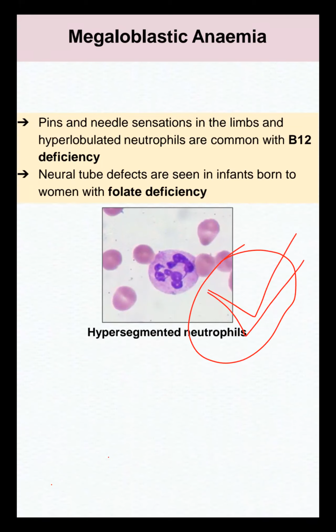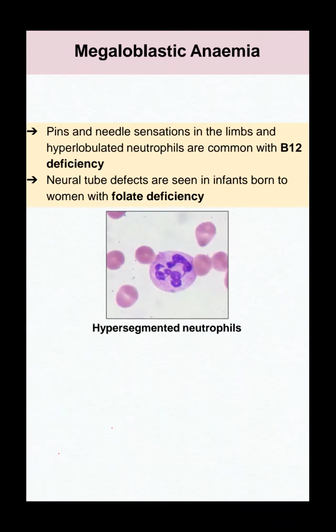Megaloblastic anemia, pins and needles sensation is an exam question. Pins and needles sensation in the limbs and hypersegmented neutrophils are common in B12 deficiency. Neural tube defects are seen in infants born to women with folate deficiency. So if a pregnant female is not given supplementation, commonly the baby will suffer neural tube defects. And if a vegetarian patient comes to your hospital with pins and needles sensation, you have to take the history and identify the cause. It's B12 deficiency because the patient is vegetarian. Okay. This way, all candidates face this question.